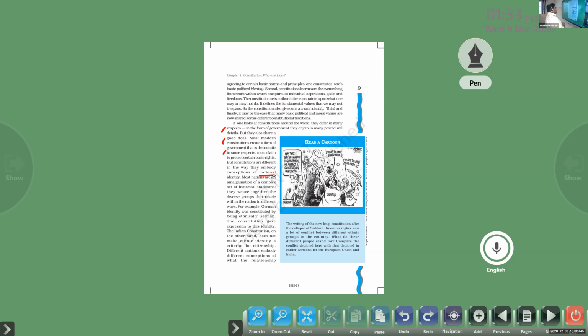Most nations are an amalgamation, a culmination of a complex set of historical traditions. They weave together the diverse groups that reside within the nation in different ways. So we can say that almost all the countries today are a mix of different types of people, with different languages, religions, cultures, ethnicities and races. Almost all the countries are like that.